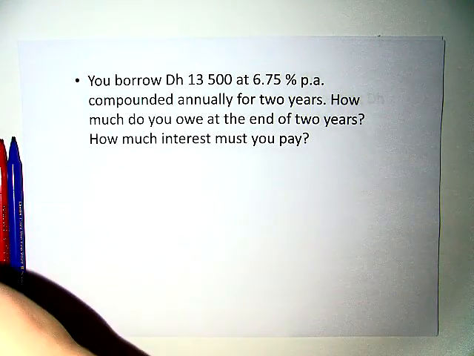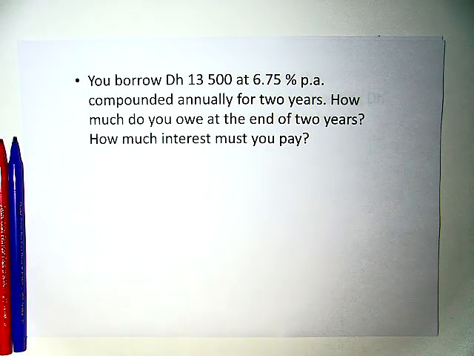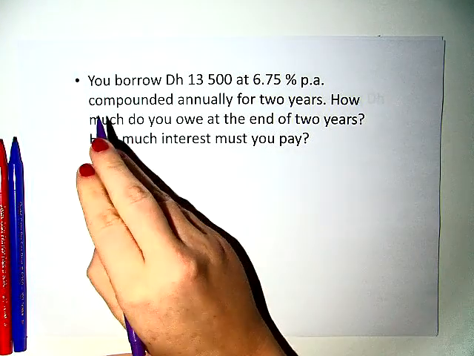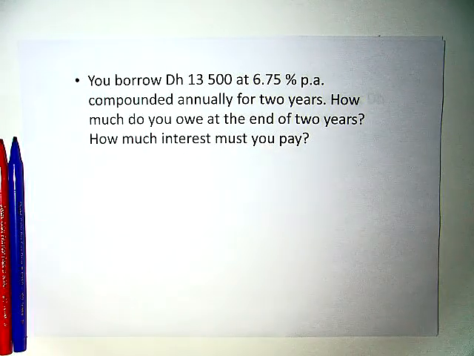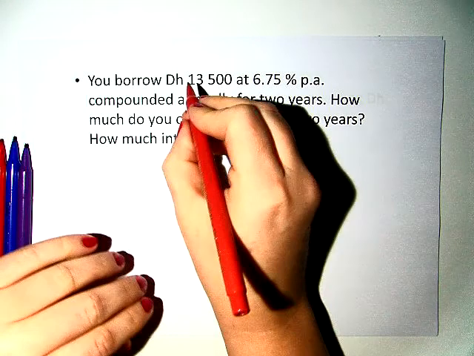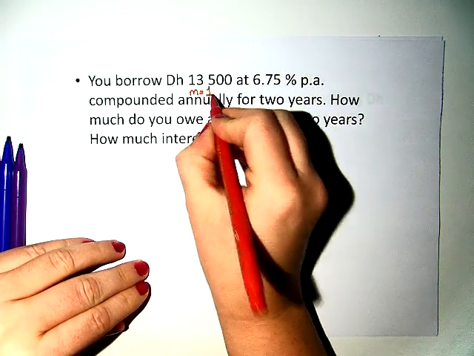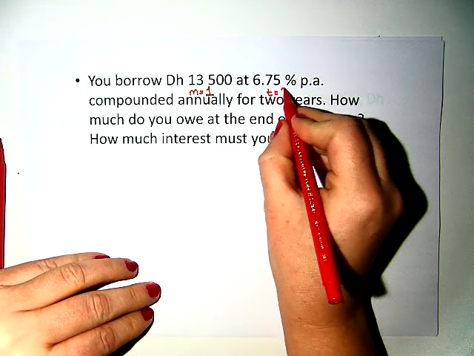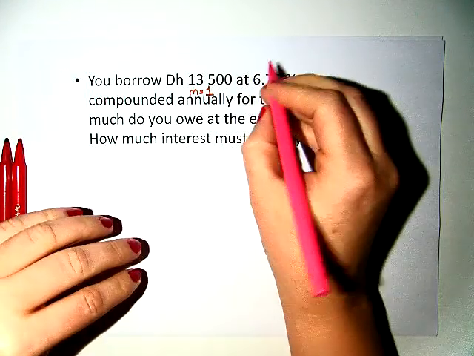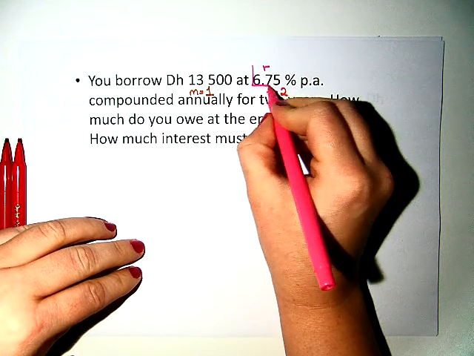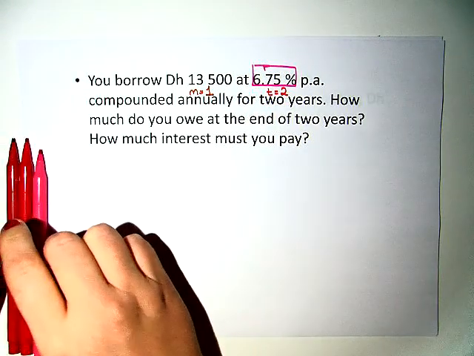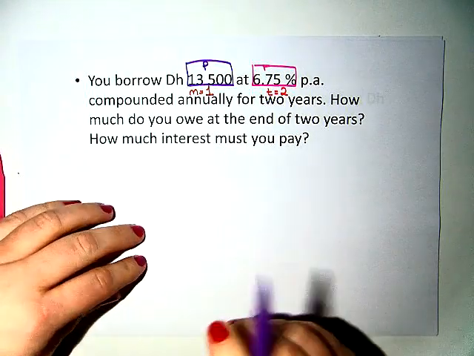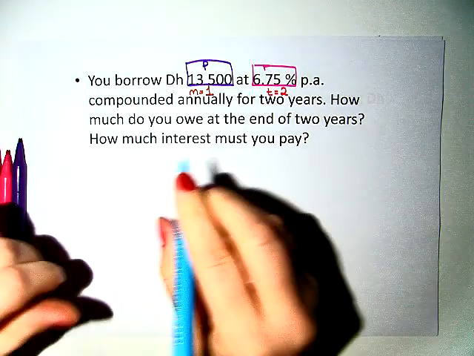Let's start by identifying. You borrow $13,500 at 6.75% PA, percent annual, compounded annually. Okay, so compounded annually, that means that my M is 1 time a year for 2 years. So my T is 2. My rate is 6.75%, and my principal is $13,500. How much do you owe at the end of 2 years?